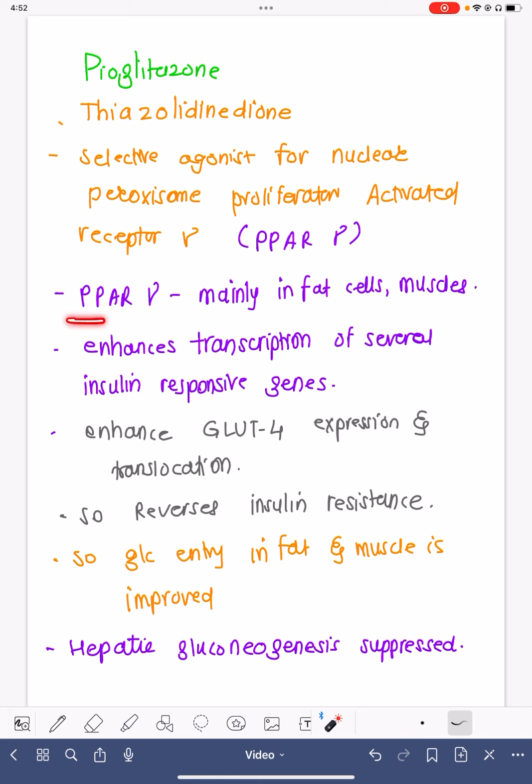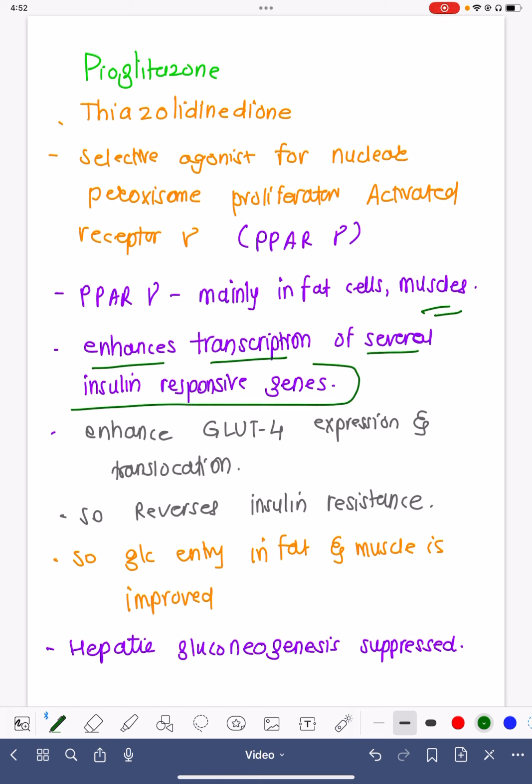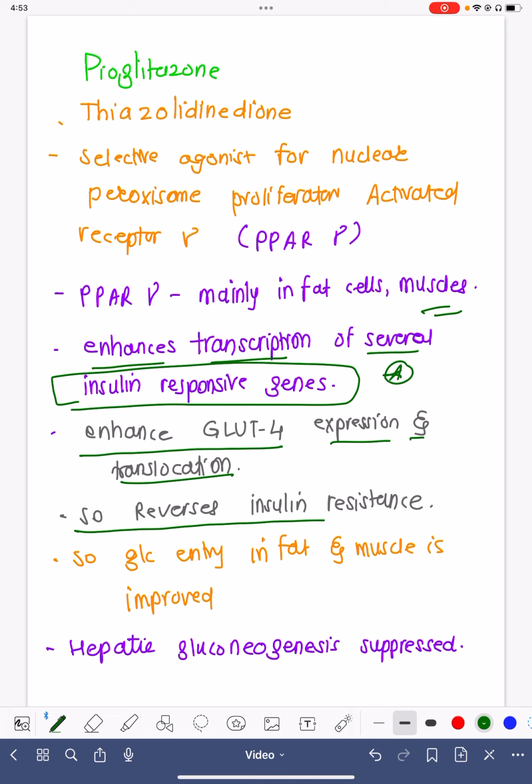Now, what is the need of this PPAR gamma? Actually, this is mainly found in fat cells and muscles, and what it does is it enhances the transcription of several insulin responsive genes. What does that mean? It simply enhances the GLUT4 expression and translocation on these fat cells as well as in the muscle cells, so that the glucose is very effectively taken up by the fat cells or muscle cells. So this is how it reverses the insulin resistance.